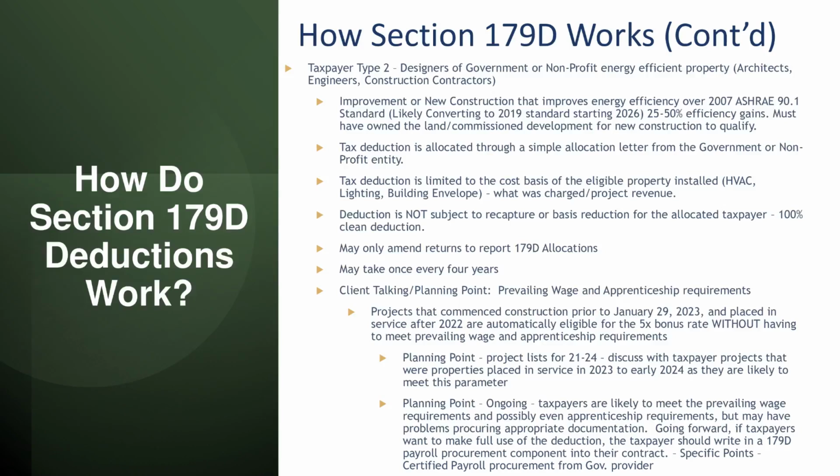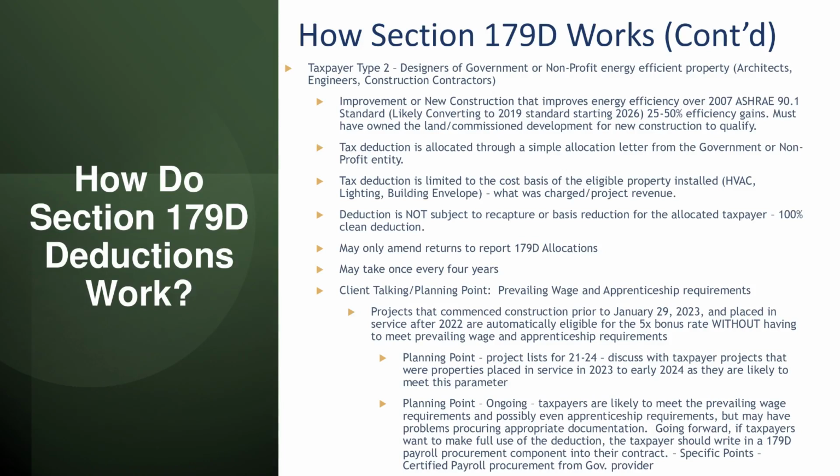So the very specific way that this works for designers of government and nonprofit energy property is that this tax deduction is really just allocated through a simple allocation letter from the government or nonprofit entity. It's not a super huge document that's full of a lot of crazy things. There's just an attestation that you're a designer of the property, and this was the amount that was spent on the property, and this is the address of the property, et cetera, right? So from a government or nonprofit entity, they don't take any liability for signing the allocation letter or anything like that. You can just essentially send this to them, have them allocate it over to the contractor or architect or engineer that you may be working with.